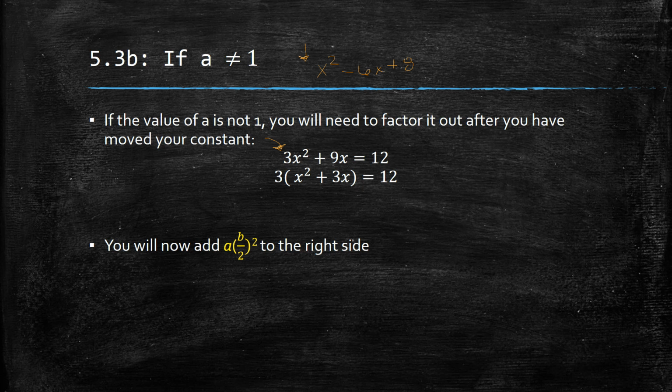But what happens when your value for a is not 1, so here it's 3, we're actually going to have to factor it out. So here, after we move our c over, we factor out our coefficient there of 3. And it's also going to change what we add to the right side. So instead of adding b over 2 squared, we're going to add a times b over 2 squared. So in this example, it would actually be 3 times whatever b over 2 squared is. I'm going to go through this in the next example, but you should be aware that what we add to the right hand side will change.